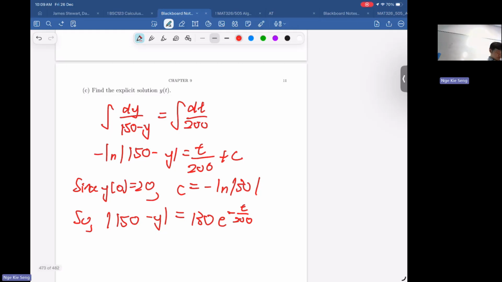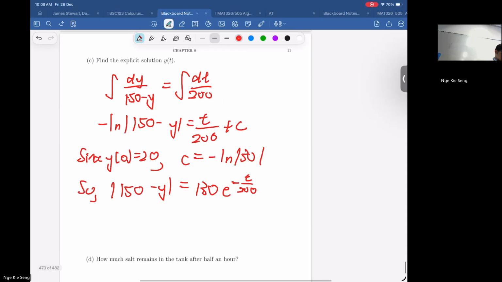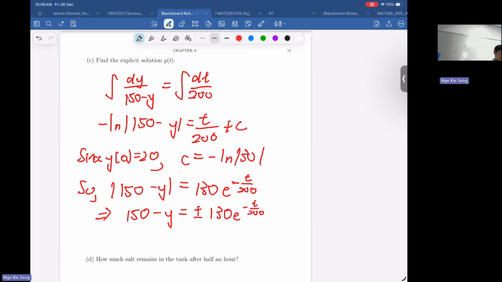So just now, Yu says we could write this as plus minus 120. Does this make sense or not? And this will imply that y equals 150 plus minus 1.